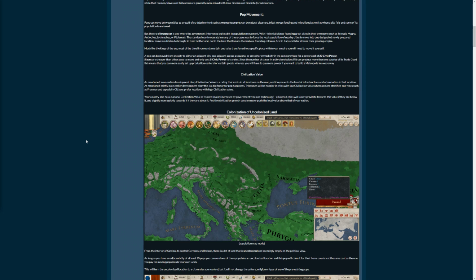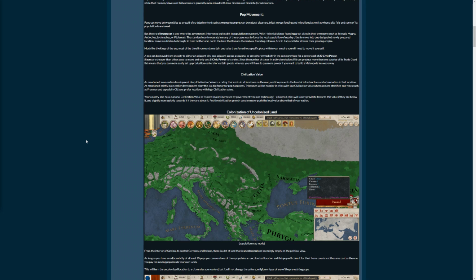Civilization value. Now, this might not be familiar to a lot of Paradox players, but it would be familiar to someone who's played EU Rome. As mentioned in an earlier development diary, civilization value is a rating that exists in all locations on the map, and it represents the level of infrastructure and urbanization in that location. As mentioned briefly in an earlier development diary, this is a big factor for POP happiness. Tribesmen will be happier in cities with low civilization.